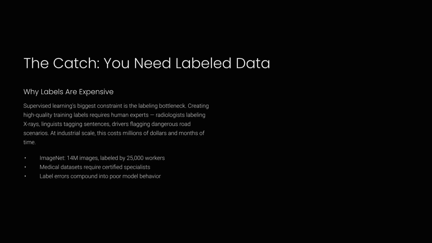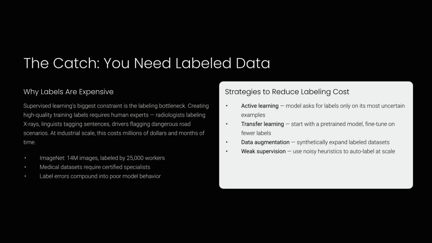The catch with supervised learning is the expensive and time-consuming labeling bottleneck. Strategies to reduce cost include active learning, transfer learning, data augmentation, and weak supervision to auto-label at scale.